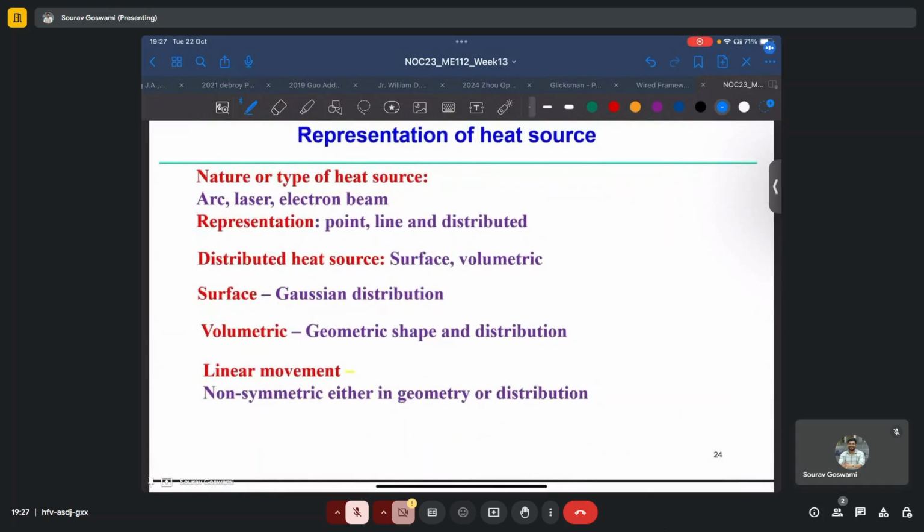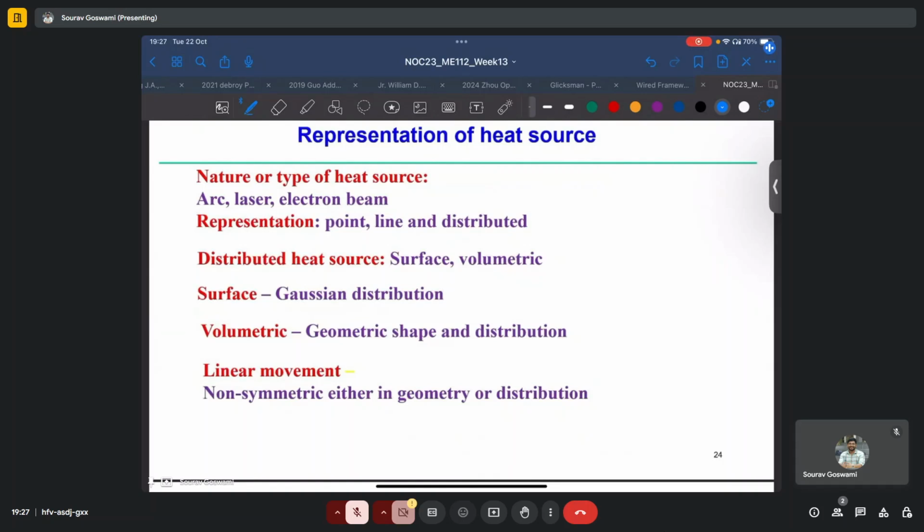Now, some important aspects of the representation of the heat source include the nature or type of heat source, whether it is arc, laser, or electron beam. The distribution of energy, whether it is a point source, a line source, a surface source, or a volume distributed source, typically called just a distributed source.